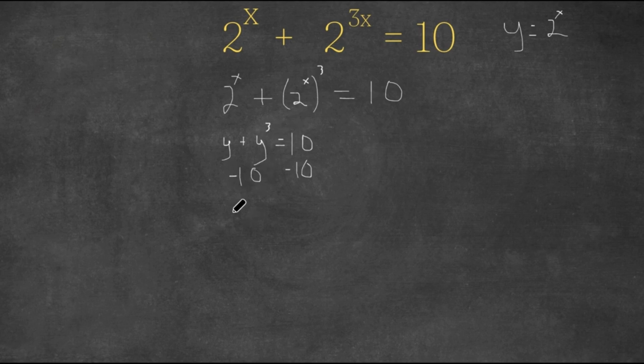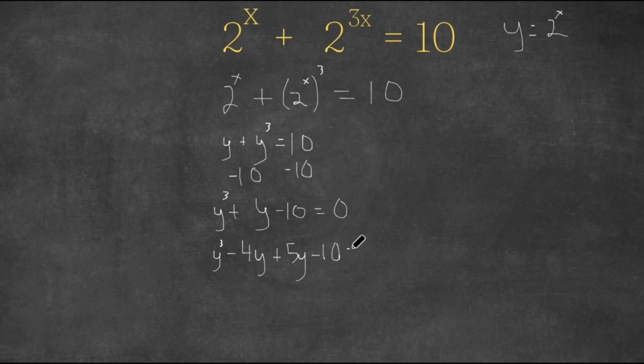So we get, let me rewrite this in order of exponents. We have y to the power of 3 plus y minus 10 equals 0. So now, to factor this, we're going to rewrite this y as y cubed minus 4y plus 5y. We're going to rewrite the y as minus 4y plus 5y, and we still have the minus 10 here.